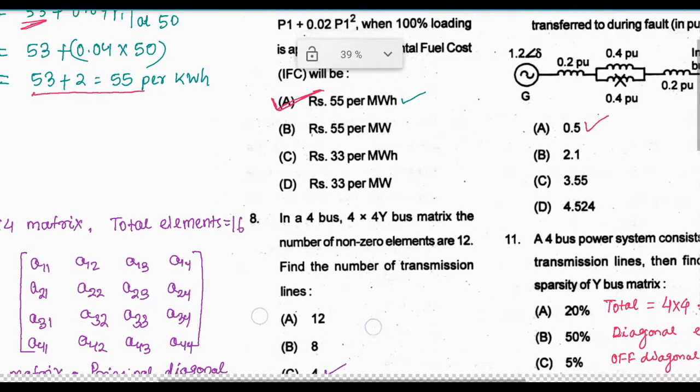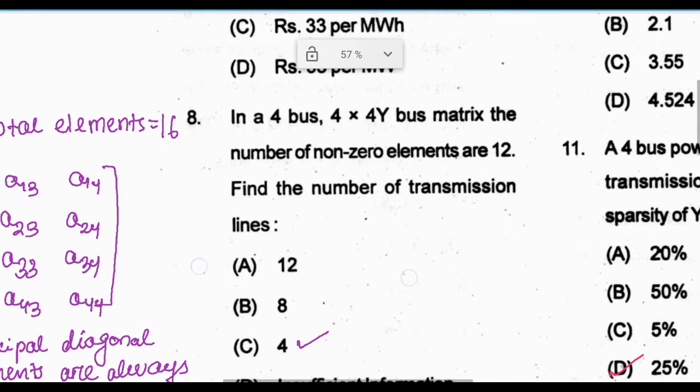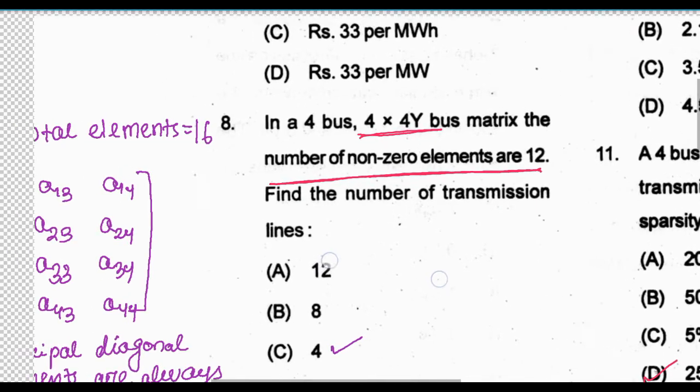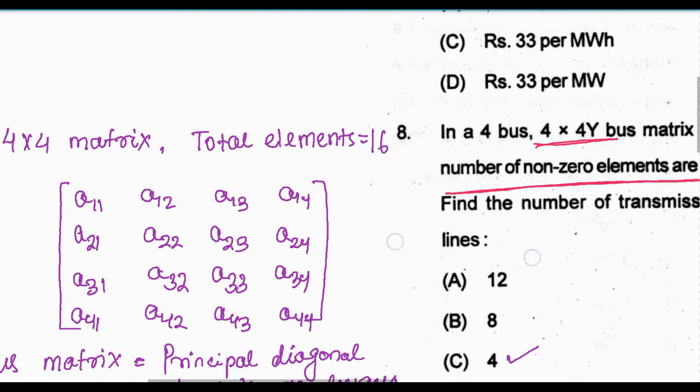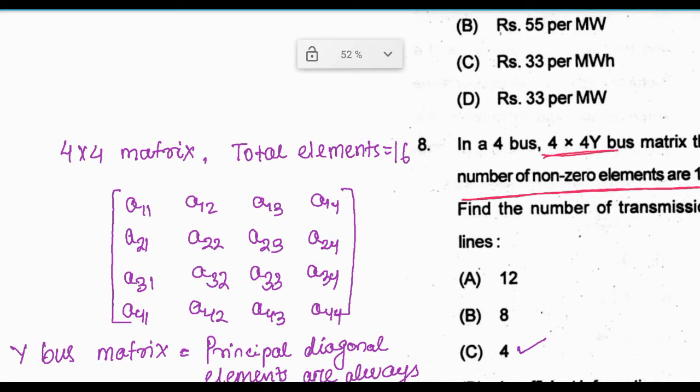Next, in a 4 cross 4 Y bus matrix, the number of non-zero elements is 12. Find out the number of transmission lines. In this type of problem, we have to analyze the number of elements of the Y bus matrix. So here it is given as a 4 cross 4 matrix.